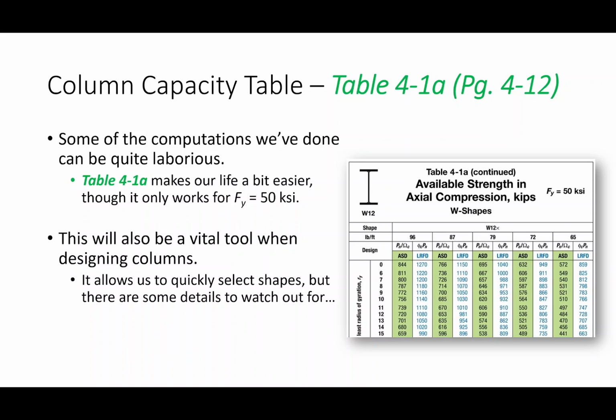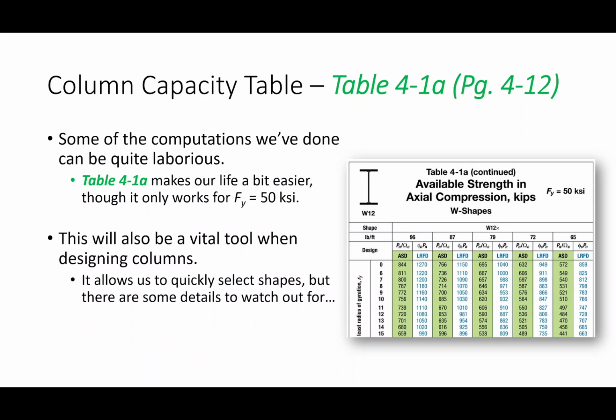As you saw in the last example, some of the calculations are a bit laborious. They're a bit intense. Table 4.1a makes our life a lot easier. What this table does is essentially list the capacities out. If you look at the way it's organized, the very top will list the family of shapes, W12s, W10s, etc. Then it lists the second value, so W12x96, W12x87, W12x79, W12x72, etc.